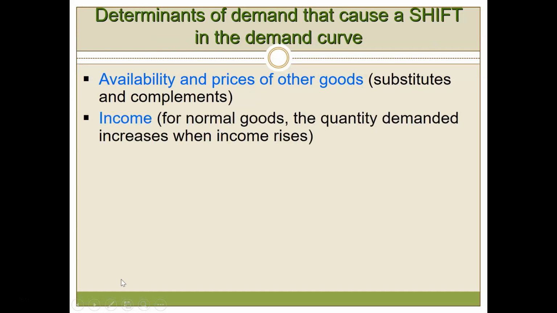Next, income. For normal goods, for goods which we prefer to buy more when they become cheaper, quantity demanded will increase when income rises. So this is the most common factor which will shift the demand curve. The richer the consumers, the higher the demand for products, and the other way around. Tastes can also shift the demand curve. For example, a successful advertising campaign or fashion trends can increase demand for certain products or reduce it when the product goes out of fashion.